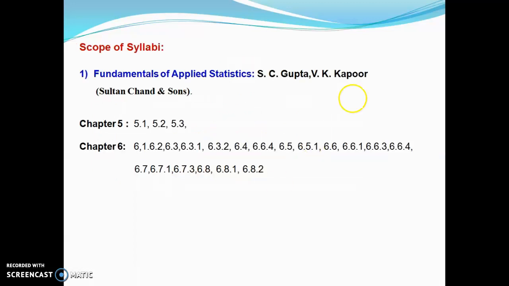So dear students, you can refer to the book for Design of Experiment, Fundamentals of Statistics by authors S.C. Gupta and V.K. Kapoor, Sultan Chand and Sons publications. You can go through chapters 5 and 6. The above 5 chapters are covered in this book.